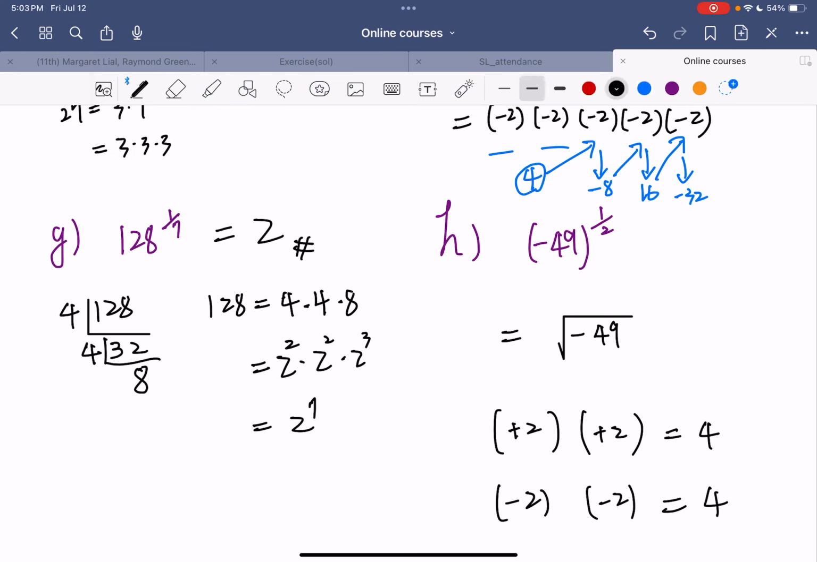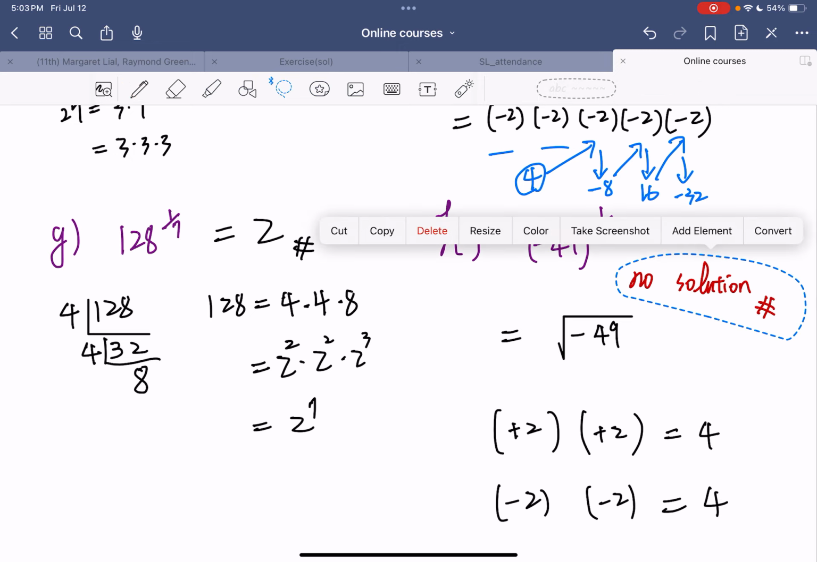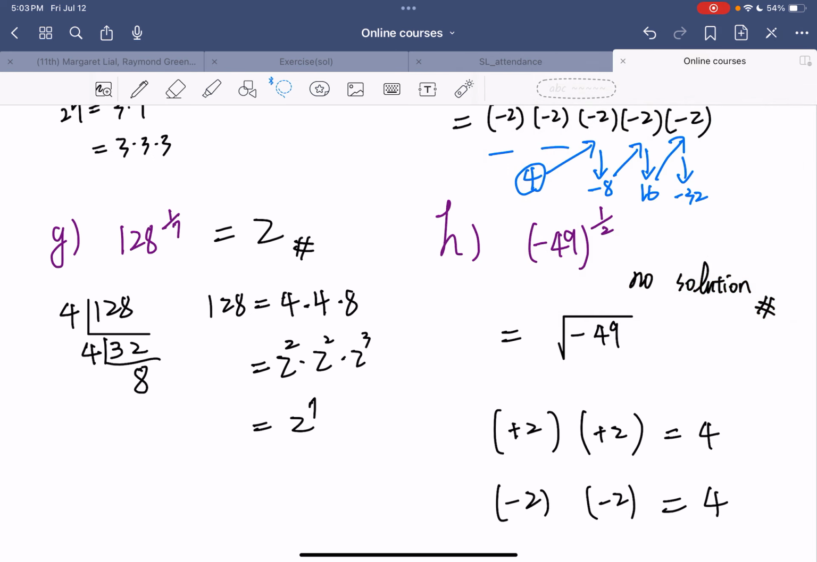So for this one, we can only write no solution. Okay, this is our answer, no solution. So we should write in black because that's how we answer, no solution.